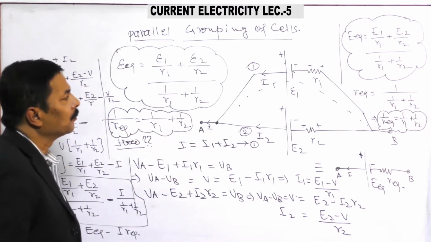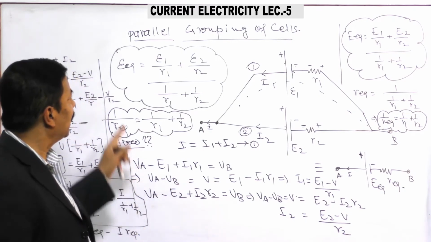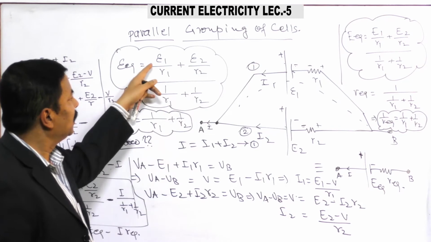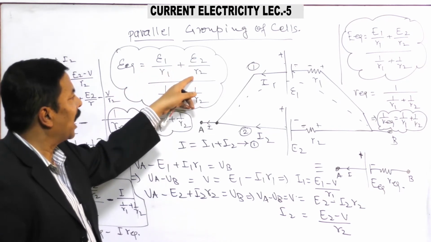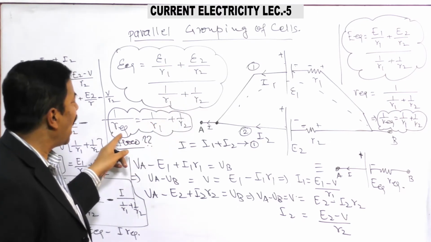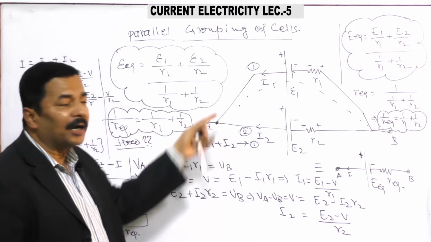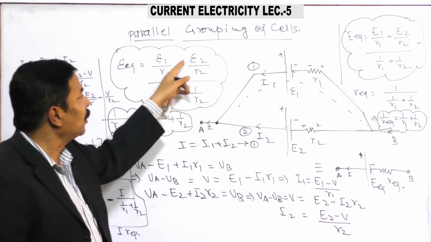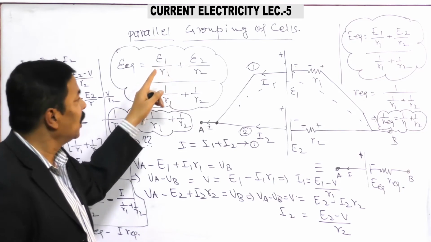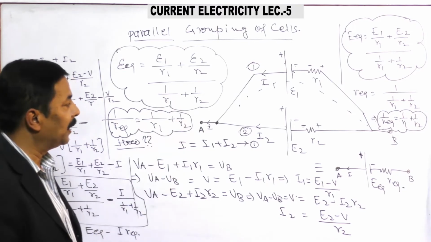In this way, in parallel combination, we have derived the result that E equivalent is given, in case of two batteries, by E1 by R1 plus E2 by R2 divided by 1 by R1 plus 1 by R2, and 1 by R equivalent is equal to 1 by R1 plus 1 by R2. If the polarity is reversed, naturally the sign of E1 or E2, whichever cell has reversed polarity, will change, but the value of R equivalent will not change. This thing you have to keep in mind.